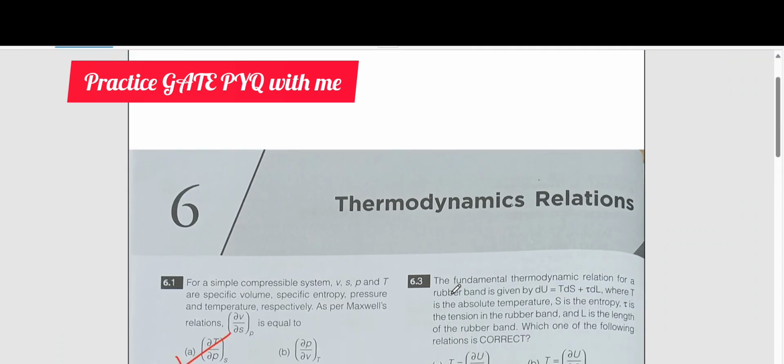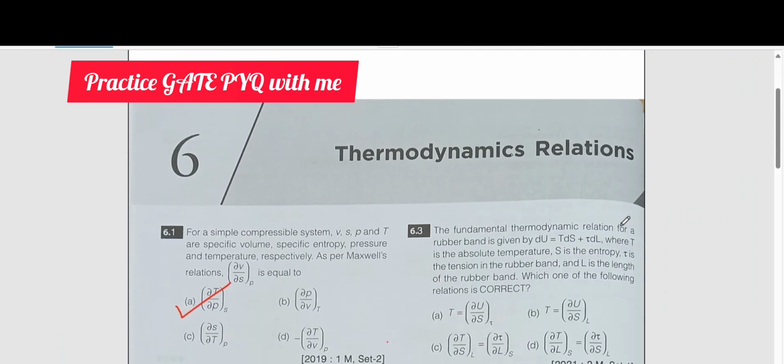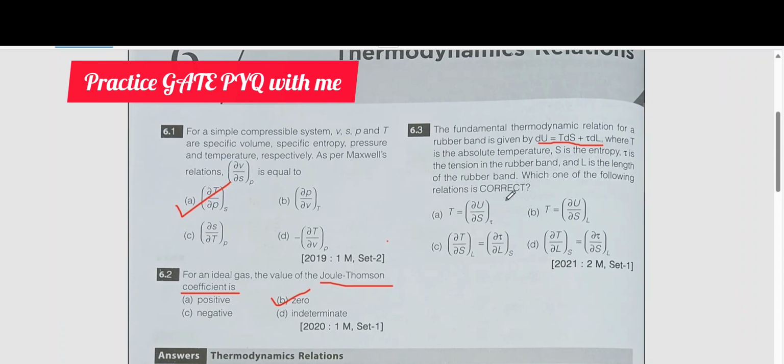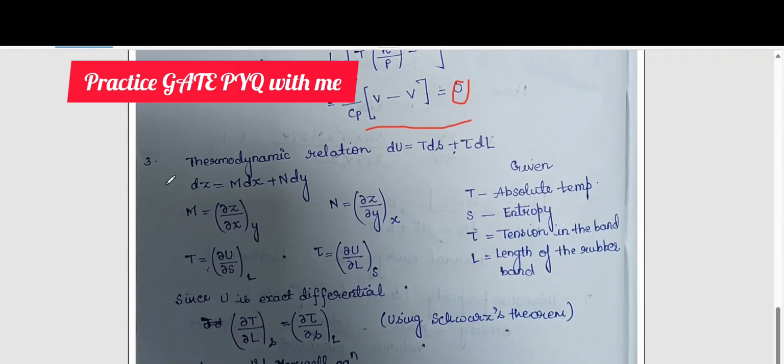Then question number 3. The fundamental thermodynamic relation for the rubber band is given by dU equals T dS plus tau dL, where T is the absolute temperature, S is entropy, tau is surface tension, and L is length. Which one of the following is correct? The thermodynamic relations are generated using this equation, and then on substituting, the result comes out to be tau equal to this one.